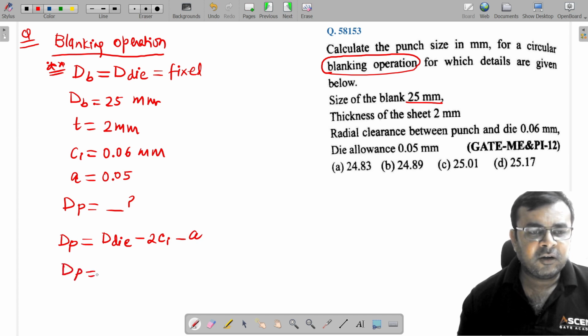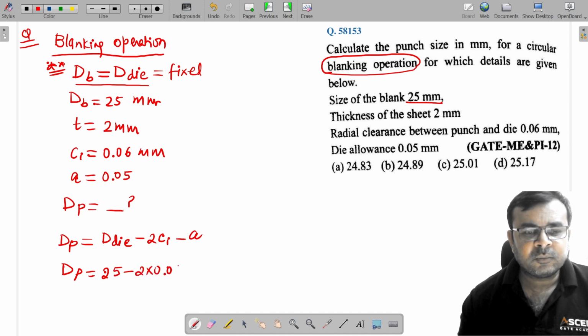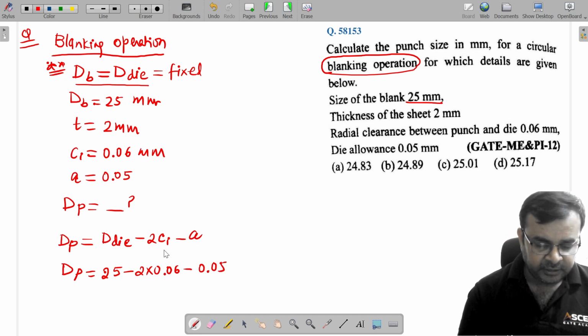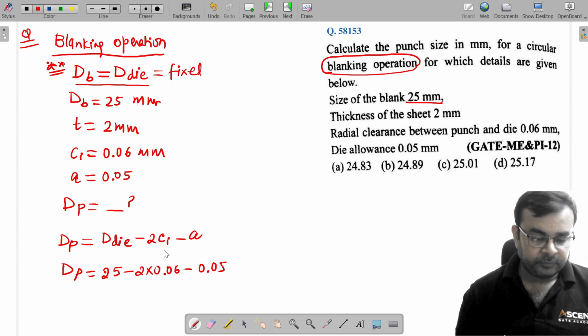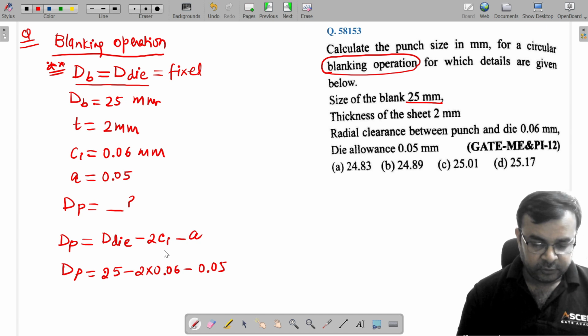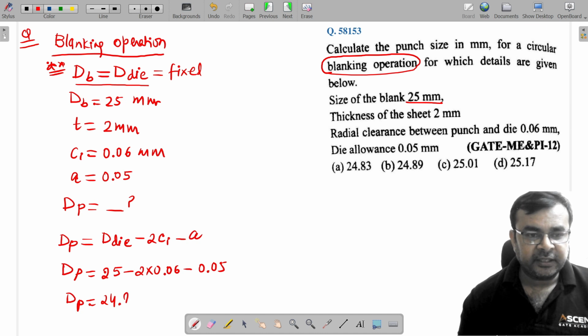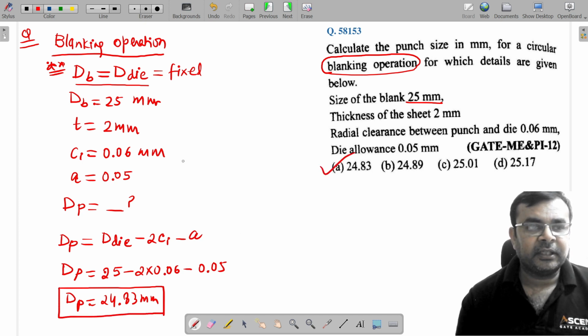Is it clear? And I already told you the diameter of the die is the diameter of the blank. So simply I can write 25 minus 2 into 0.06 minus 0.05. When you calculate this value, 2 into 0.06 plus 0.05, and 25 minus this, we get 24.83. The diameter of the punch is 24.83 millimeter. Is it right? According to this, the correct answer is option A.